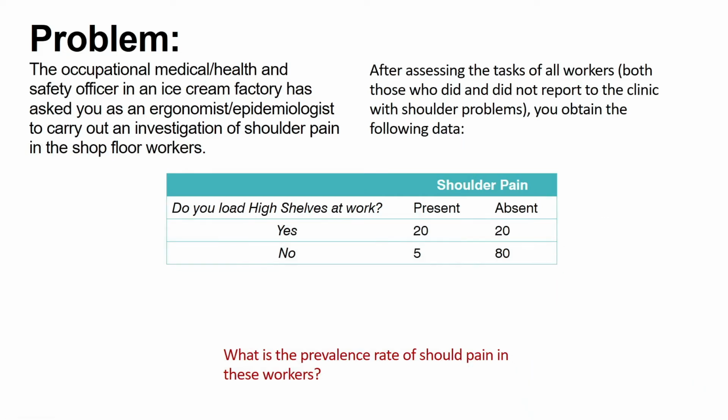Now we can see this problem. This is an example of what we had discussed right now. An occupational medical health or safety officer in an ice cream factory has asked you, if you are an ergonomist, health and safety engineer or officer, to carry out an investigation of shoulder pain. You made a survey of 125 persons exposed or not exposed to a high shelf, and we want you to comment on their shoulder pain relationship.